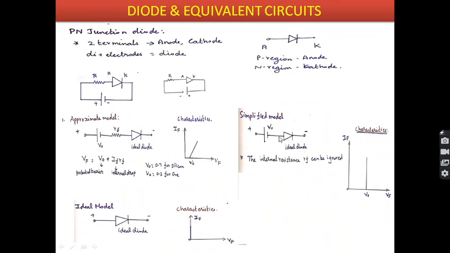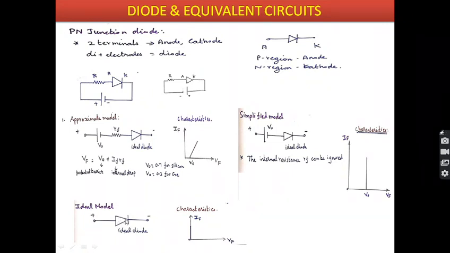Next, coming to the simplified model. In the simplified model, you are neglecting the forward resistance. There will not be any forward resistance, and as a result, there will not be any slope in IF. After the cut-in voltage, your diode will instantly start to conduct, and it will maintain the same voltage across it.